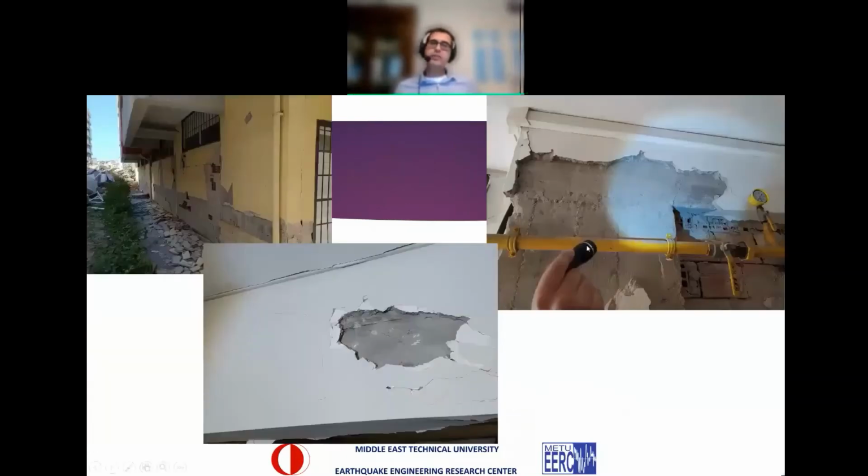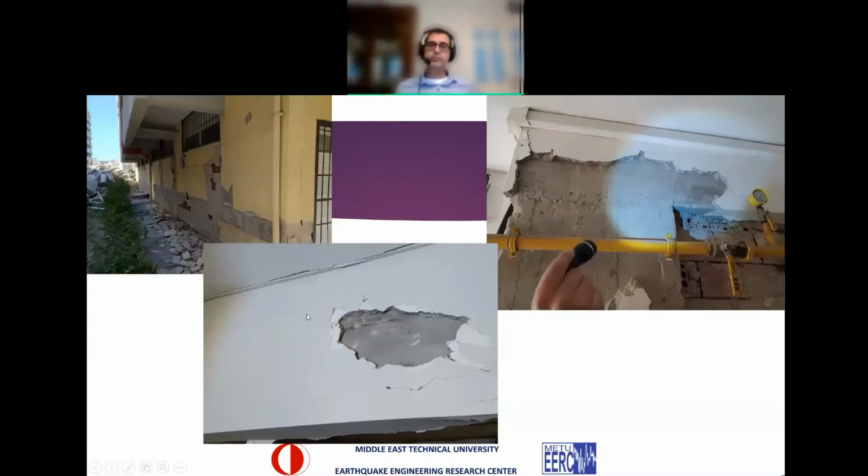I want to show a few slides very fast. First of all, the overhangs. As you see, we saw a lot of heavy overhangs, the cantilevers, and those caused a lot of damage on the building. And also almost all cantilever beams underneath the overhangs have shear failure or shear cracks. Those are just simple pictures that we took.